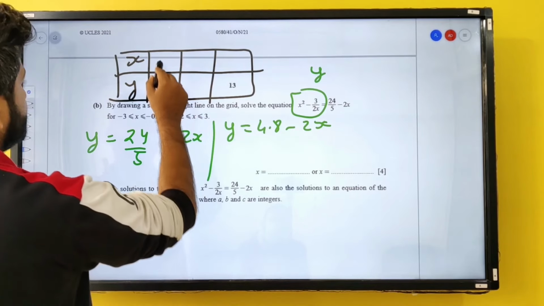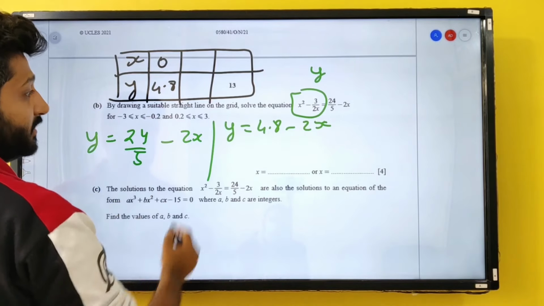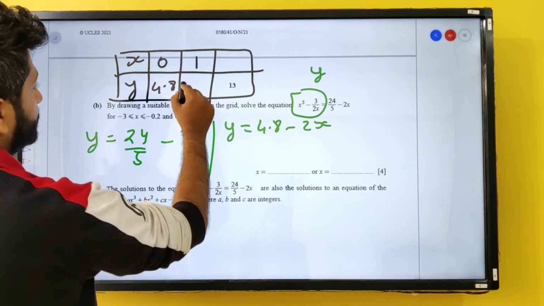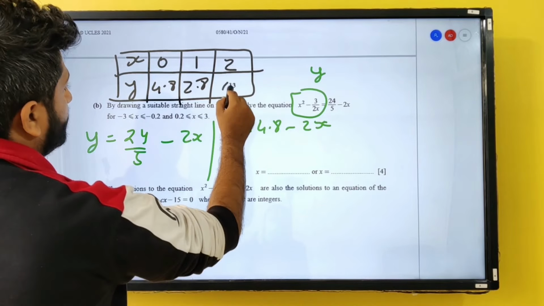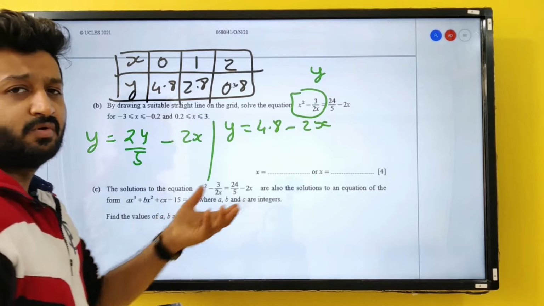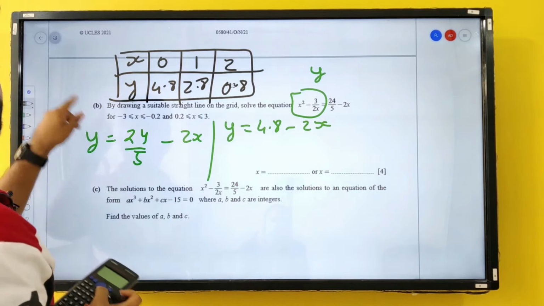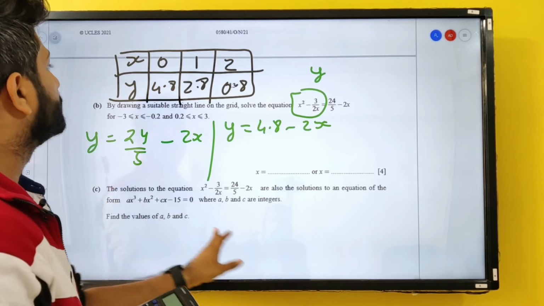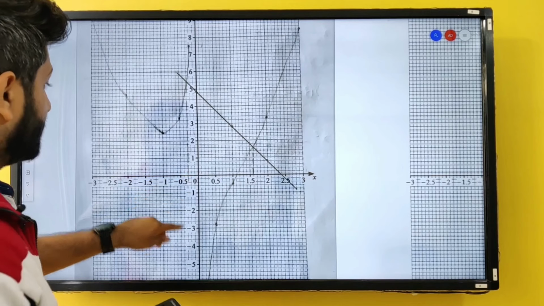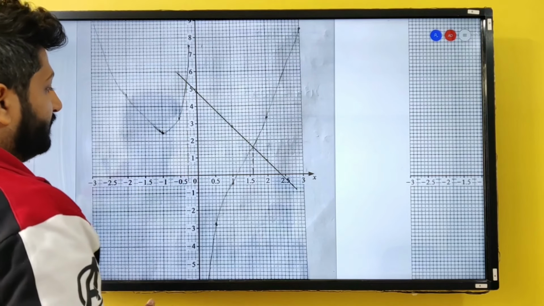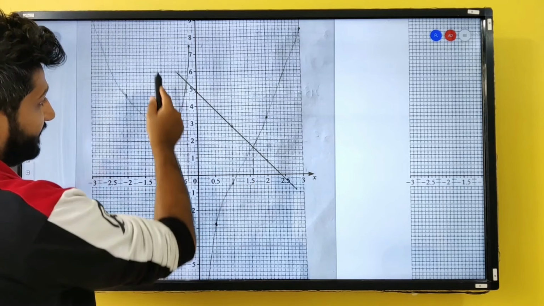Let's say when my x is 0, my y is going to be 4.8. When my x is 1, my y is going to be 2.8. When my x is 2, my y is going to be 0.8. So no need to take 3 points, you can draw your graph using 2 points. See, x is 0, y is 4.8, x is 1, y is 2.8. See, I have drawn a line.